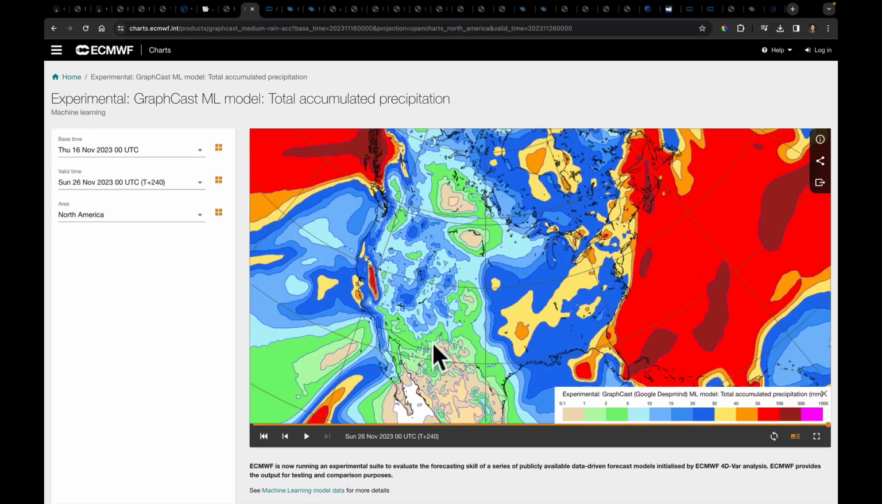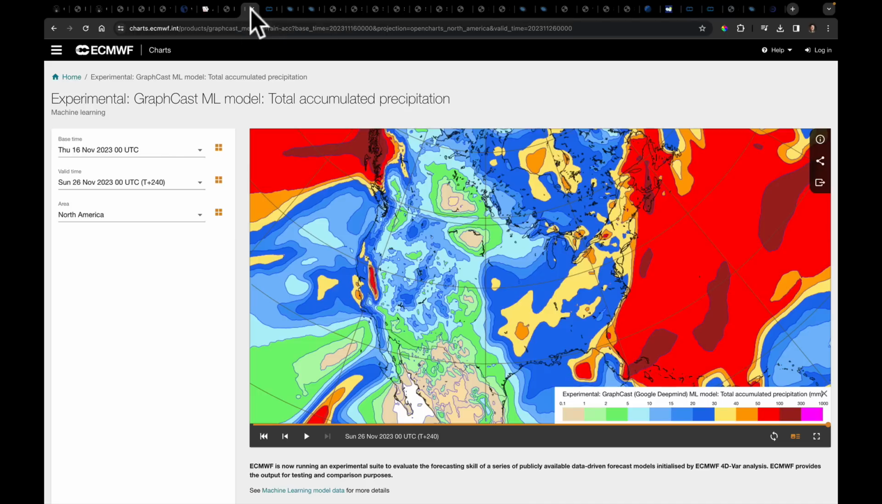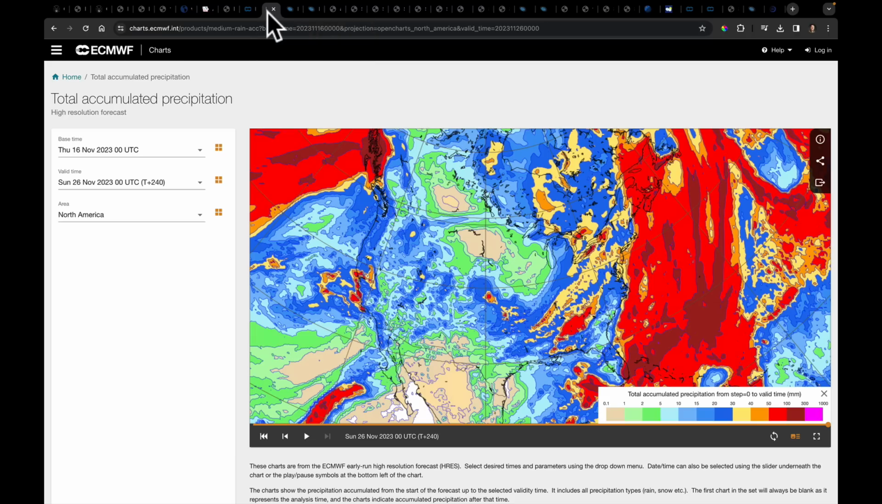But let me show you the difference. It's 1/4 degree resolution versus 0.1 degree resolution from the operational run. So as we compare the two, this would be the machine learning forecast for the next 10 days. This is the one that's run on the supercomputer now. This is the operational dynamical model. You can see the differences here.